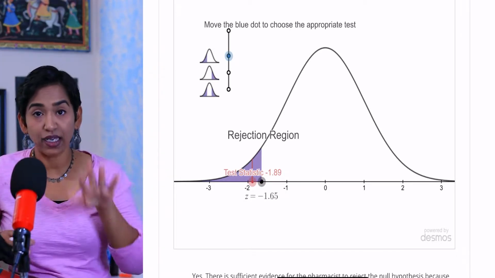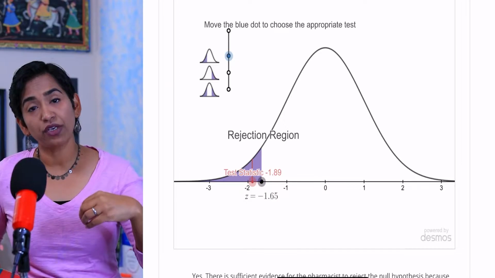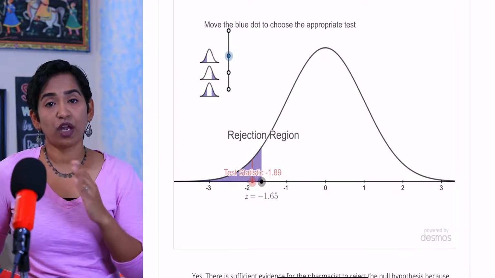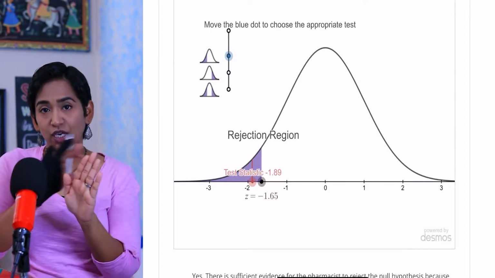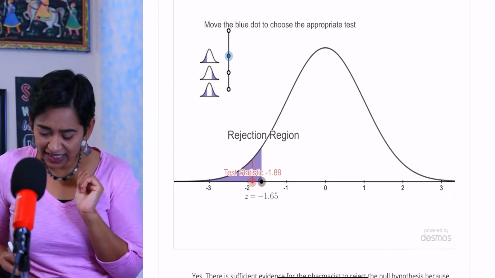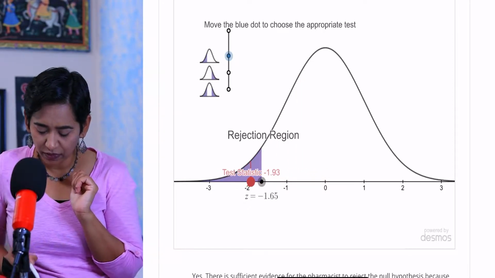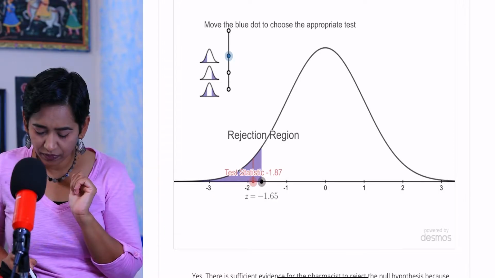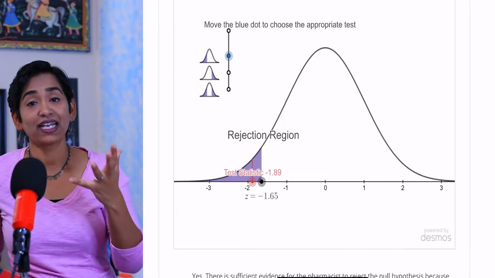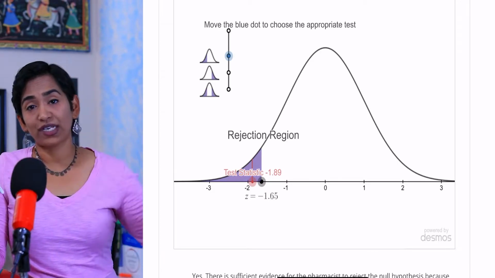Take a look at this again. Pause if you have to. You see where the red line is? The red line is inside the shaded region, unlike the previous problem. If you want to rewind and take a look at the previous problem, the test statistic was outside the shaded region, like this, outside. But in this case, it's inside the critical region. Because it's inside, I know I'm rejecting my null hypothesis.